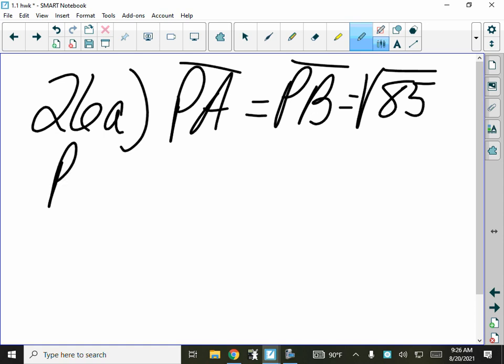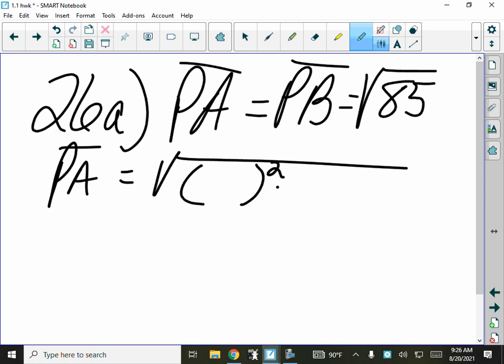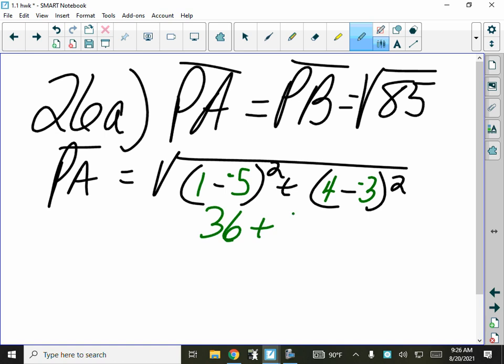PA is, so you're doing this and you're doing that. There's minus signs here and there. And then you just do from P to A, so it'd be 1 minus -5. And then it would be 4 minus -3, right? So that's 6 squared, that's 7 squared, 36 plus 49. So then that's the square root of 85. The length of that string would be a little over 9 inches long, whatever.